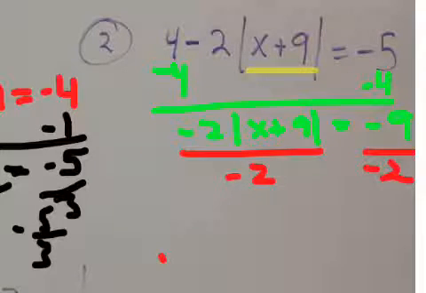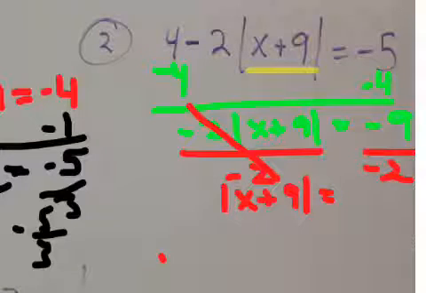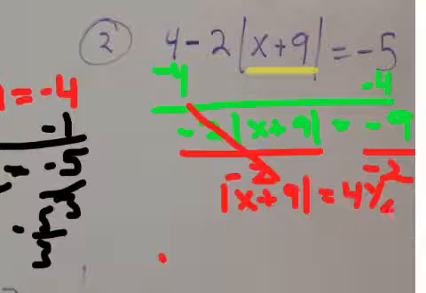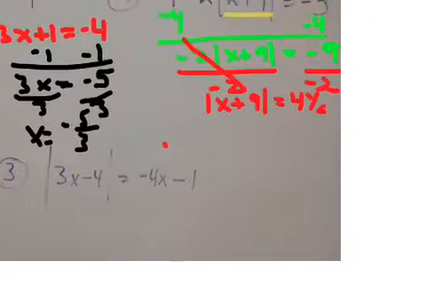Alright, so what happens is those cancel. You get the absolute value of x plus 9 equals, and negative 9 divided by 2 really comes out to about 4.5. Not about, but it is. It's 4.5, alright? So I'm going to go ahead and give us some more writing space here. Move this around a little bit.